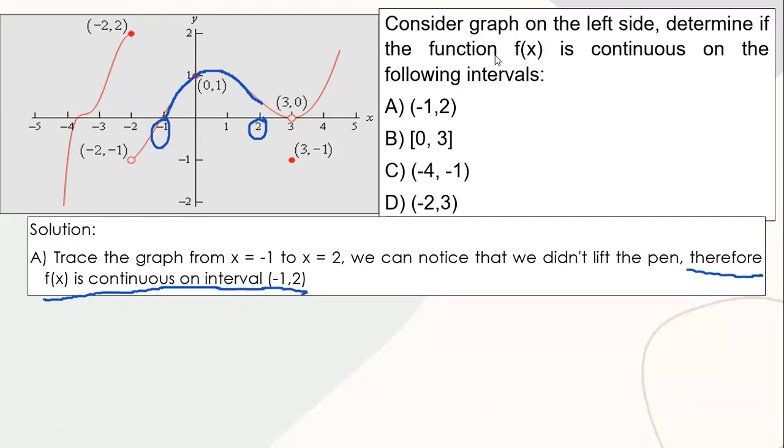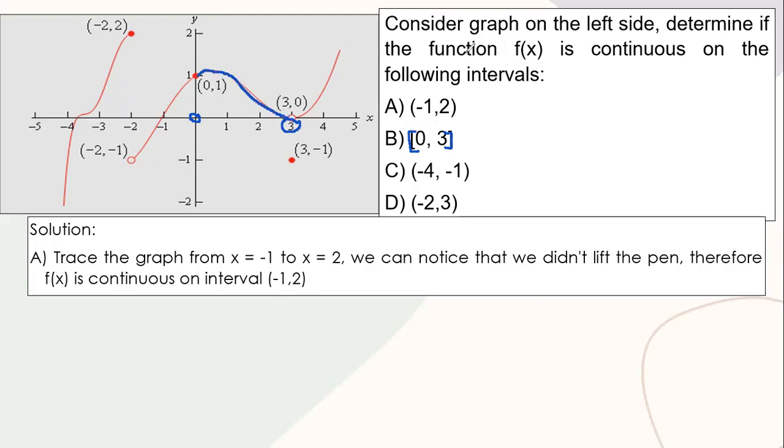Okay, so for letter B, we have 0 to 3. Okay, so 0 to 3, saan ba yan? Ito yan, 0 to 3. Okay, so we have a closed interval, meaning included yung 0 and 3. So, hindi parenthesis ang ginamit natin. Okay, so included si x equal to 0, nasan yon? X equal to 0 is here, and x equal to 3 is here. So, let us trace the graph from 0 to 3.